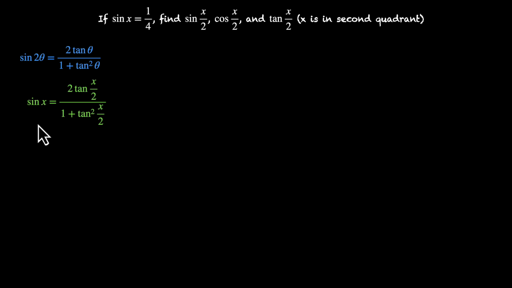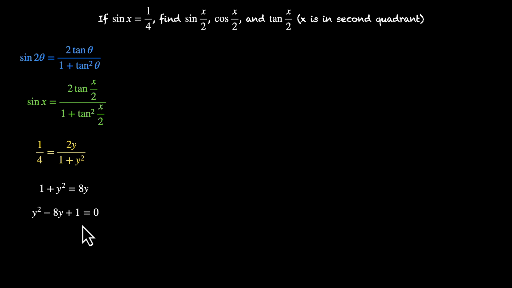So if sin x is equal to 2 tan x by 2 by 1 plus tan square x by 2, we can say that 1 by 4, because sin x is 1 by 4, 1 by 4 is equal to 2 tan x by 2 by 1 plus tan square x by 2. Let's assume tan x by 2 is a variable y. So that becomes 2y by 1 plus y square. Now this becomes a quadratic in y. If we rearrange, we get 1 plus y square is equal to 8y. Moving things around, we get y square minus 8y plus 1 equals 0.